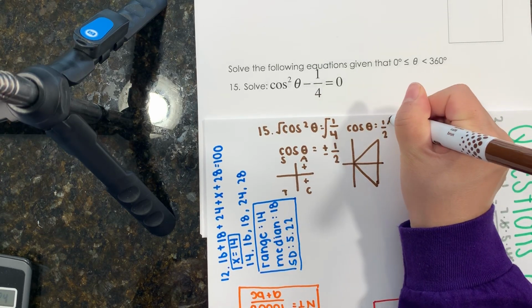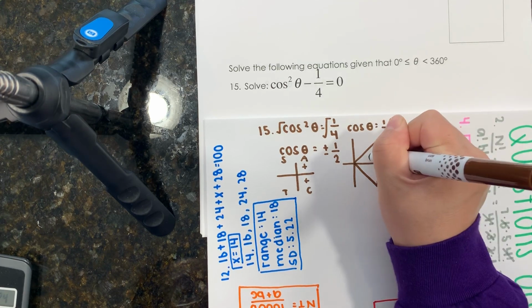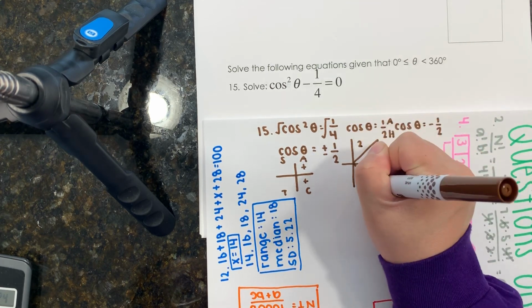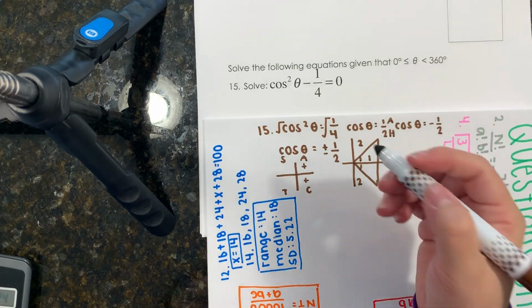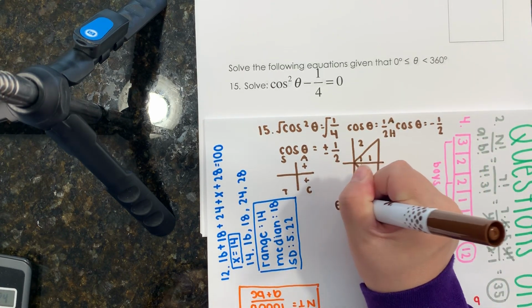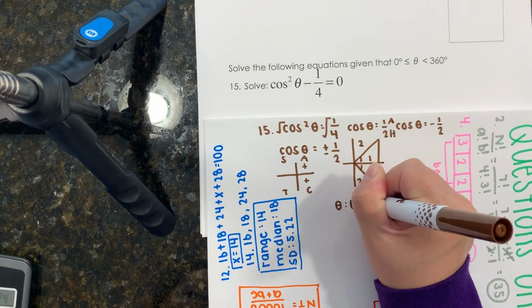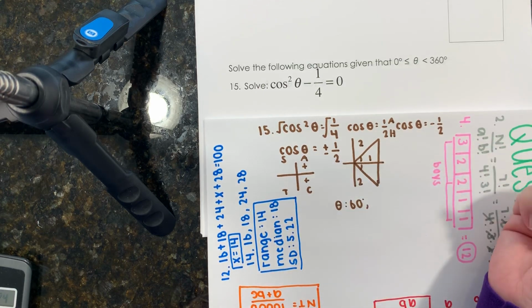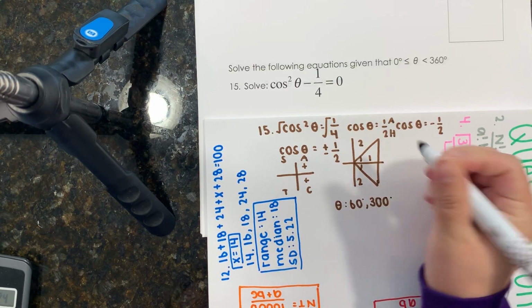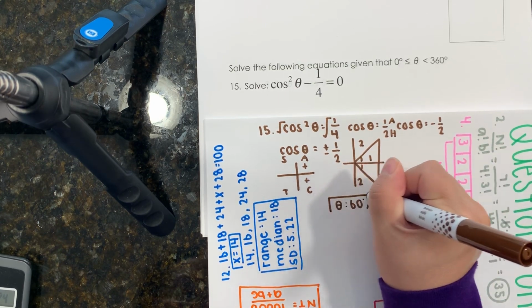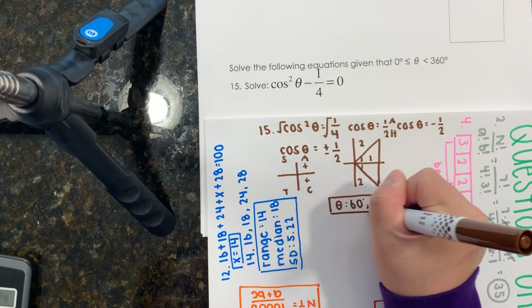My adjacent is 1, my hypotenuse is 2, so 1, 2. Now this angle is going to be 60 degrees. So in quadrant 1, we're going to leave it as 60, but in quadrant 4, I have to subtract that 60 from 360, so that would be 300 degrees. Those would be my 2 answers.